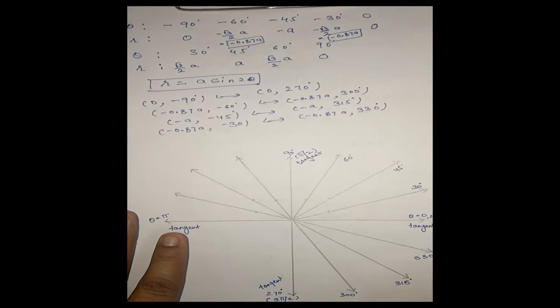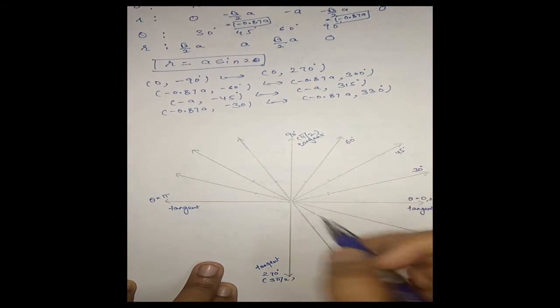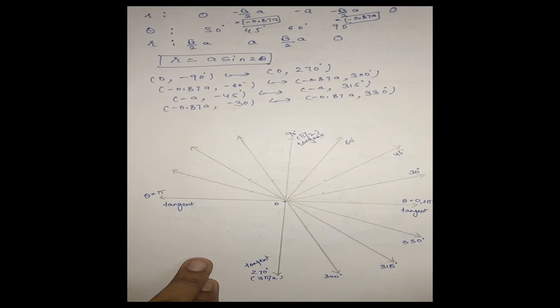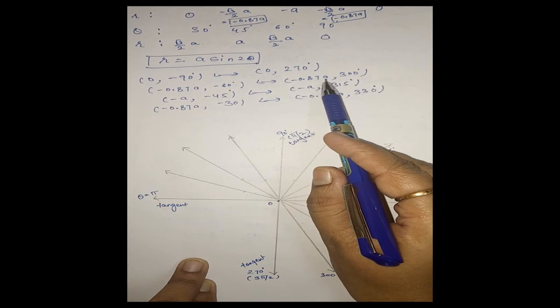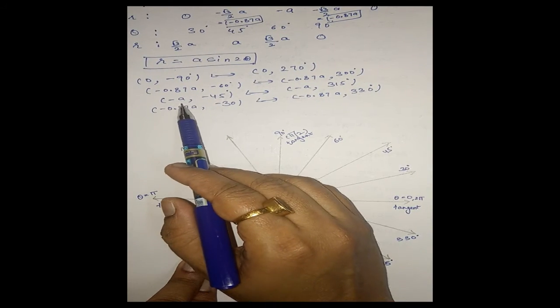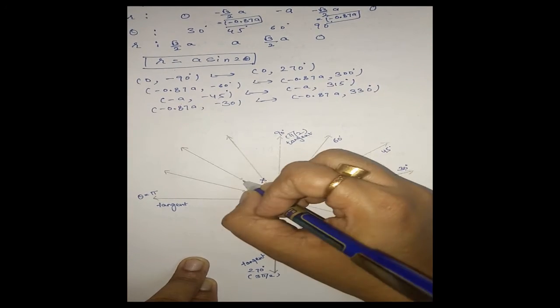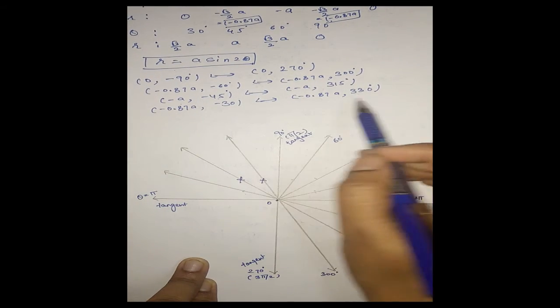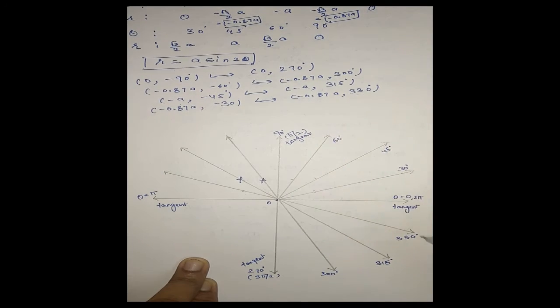Now we can plot these points on the graph. First is 0 at minus 90, that is the same as 0 at 270, here the origin. Next point is minus 0.87 when theta is minus 60, that is minus 0.87 at 300, so the point will be here. Next is minus a at minus 45, that is at 315 degrees, and it is minus a, therefore the point will be here. Same way at minus 30, the point will be on 330 with r minus 0.87, therefore the point will be here on the opposite side.